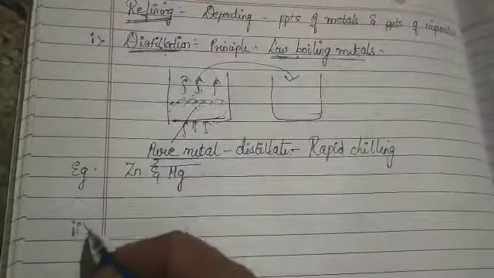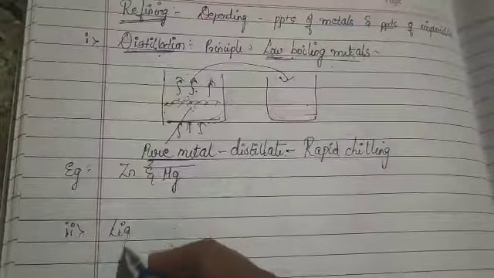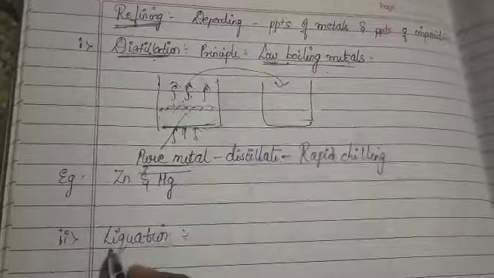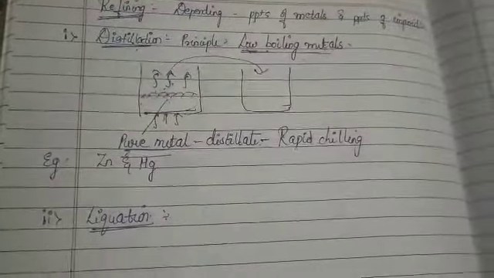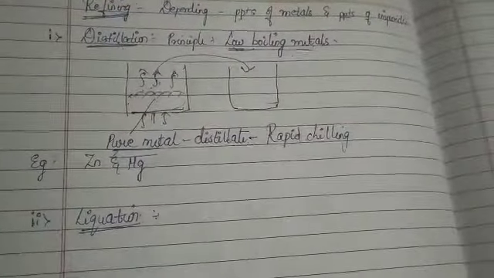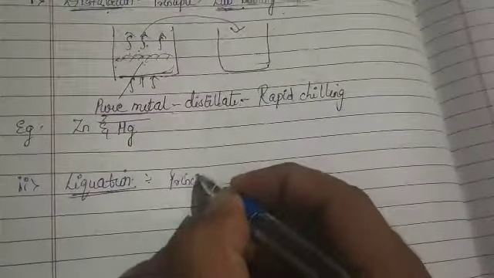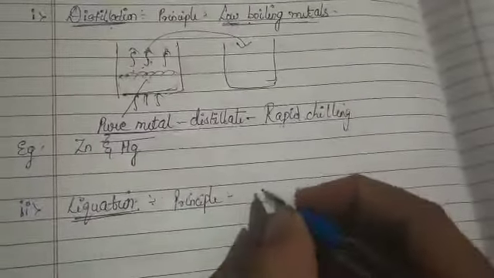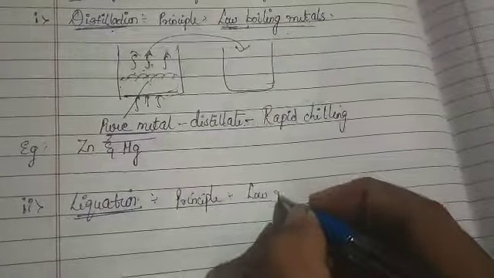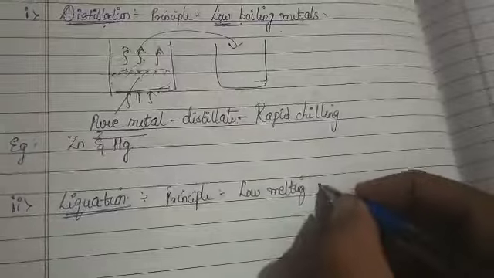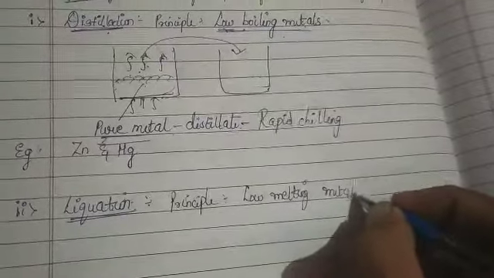Coming to another technique, which is called liquation. By the name itself, you are going to get the hint. That is, we are going to deal with a liquid state. Remember, here what does the main principle employ? Here we are mainly employing it for low melting metals.